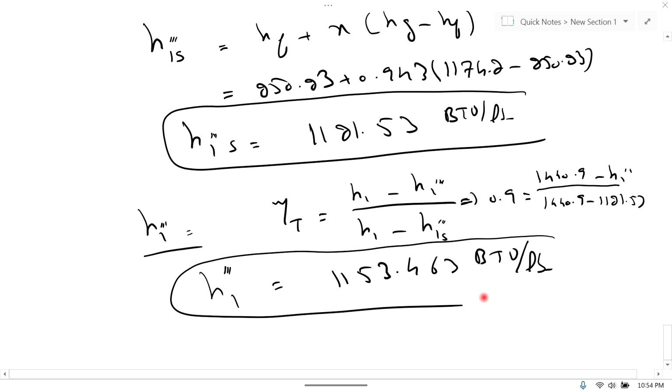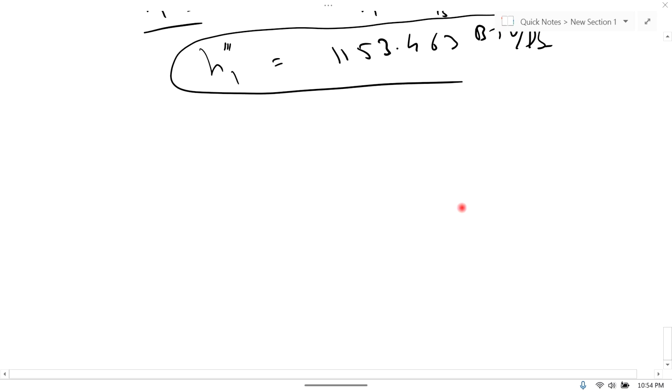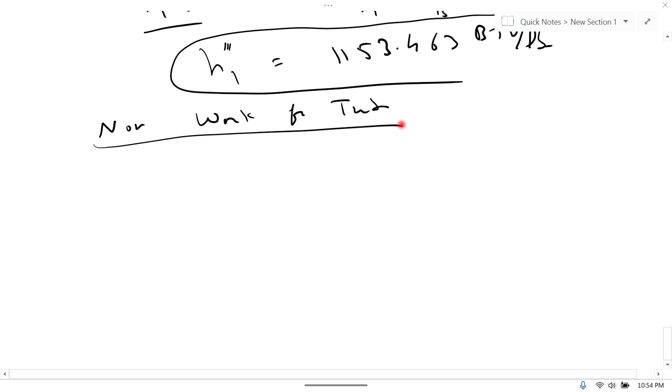Now we are finding the work of the turbine for all sections. For the high pressure section, work of turbine WT1 for the first section, there are three sections, will be equal to H1 minus H1 dash, which is equal to 1440.9 minus 1360. So work of turbine at the first section is equal to 80.9 BTU per pound mass.